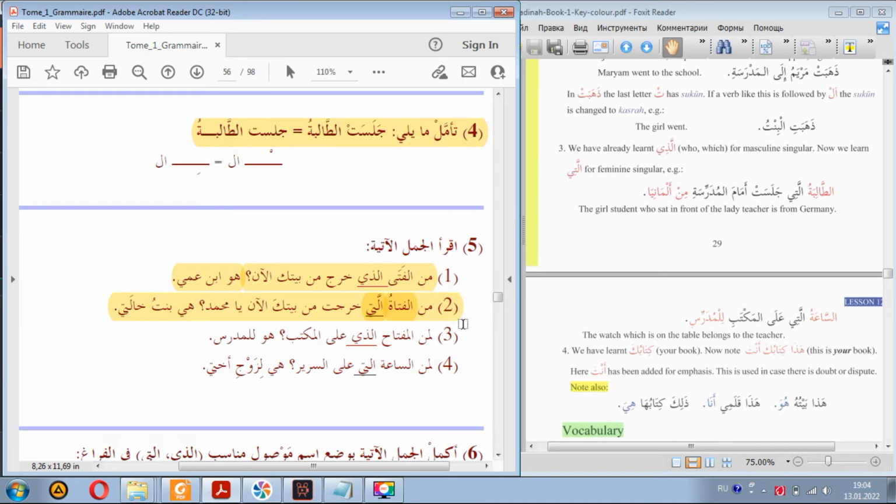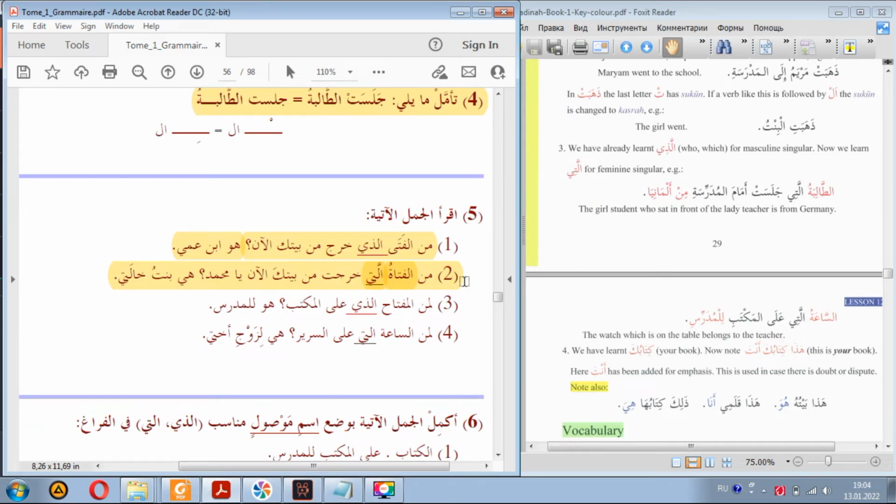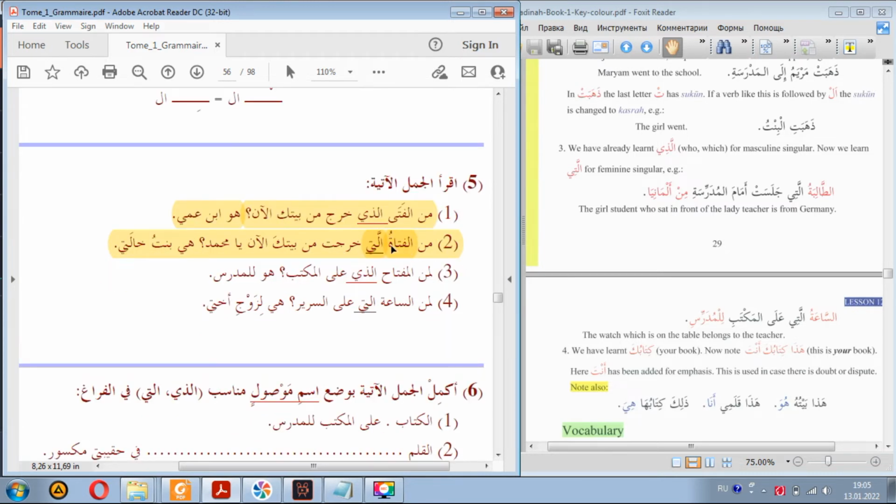Well, I think it's a bit hard for you to pronounce these sentences without making a pause in the beginning. Therefore, you have to read it twice, three times, four times, five times until it's easy for you to pronounce the whole sentence without making pauses. Like this one, like this. من الفتاة التي خرجت من بيتك الآن يا محمد؟ هي بنت خالتي. That's how it is. Who is the young girl that went out from your house now, O Muhammad? And he says, she is the daughter of my uncle.